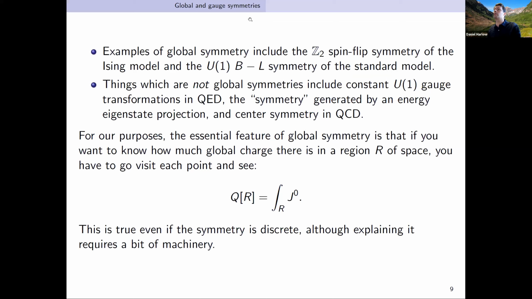Okay, it looks like there's a question. Does global symmetry imply local symmetry? No. Well, let me think what you mean by local. I'm not sure what you mean by local symmetry, actually. If you mean gauge symmetry, then the answer is no. If you mean something else, then maybe, I'm not sure.